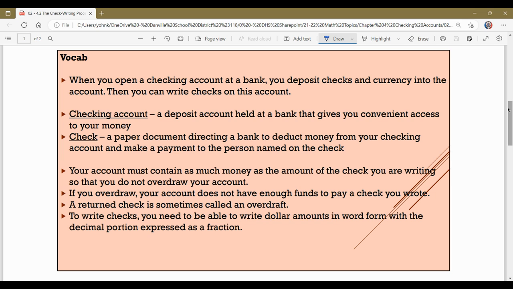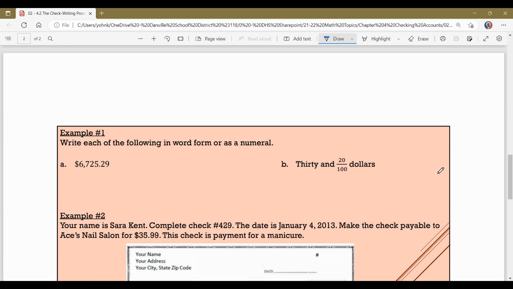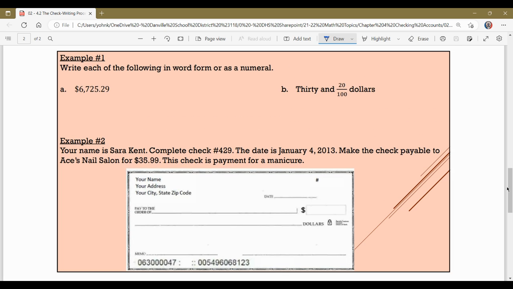And in order to write a check, you need to be able to write numbers into words. So, way back in the beginning, when you learned how to write the word for 37, or if you learned how to write the word for 142, you're going to use that skill again. So, let's practice writing out numbers in word form.